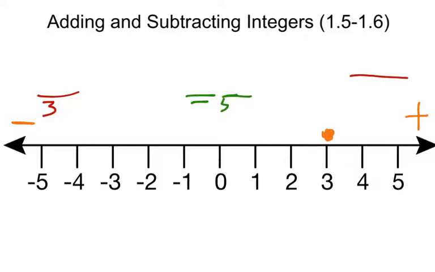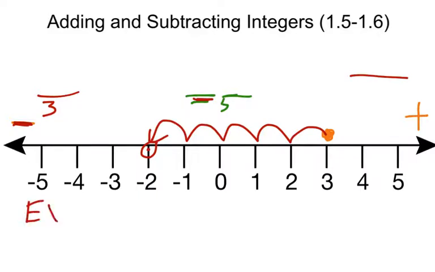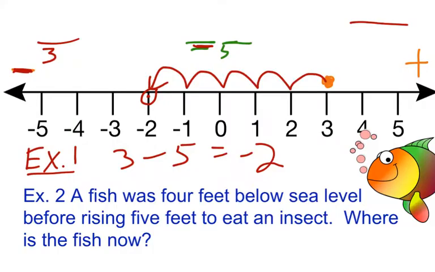And we're going to go in the negative direction, because this is a negative, 5 spots. So this is our negative direction to the left. We're going to go 1 unit, 2, 3, 4, 5. And we end up at negative 2. So for our first example, this was 3 minus 5 equals negative 2. Anytime you're ever having trouble with adding and subtracting integers, always go back to the number line. All right, let's try another one.